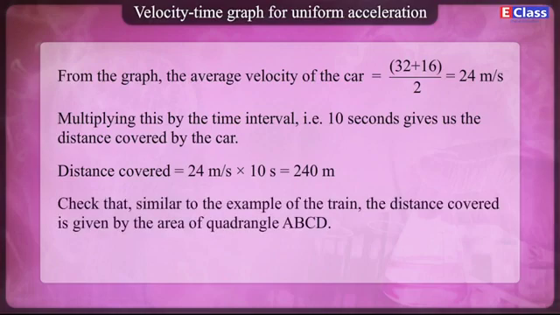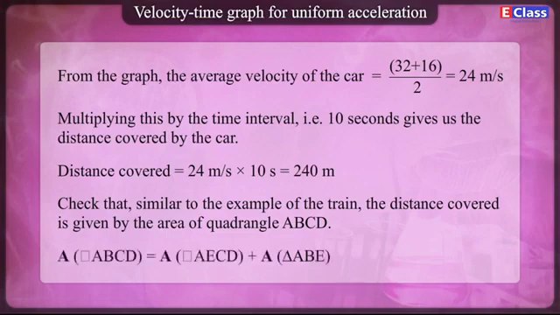Check that, similar to the example of the train, the distance covered is given by the area of quadrangle ABCD. Area of quadrangle ABCD is equal to area of square AECD plus area of triangle ABE.